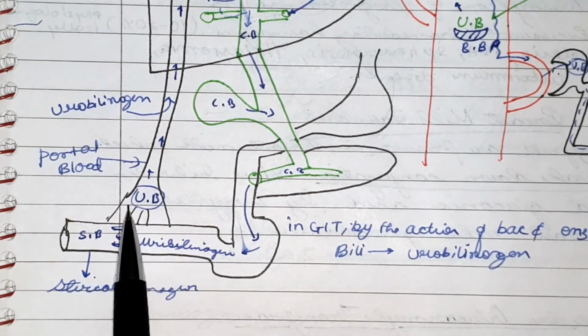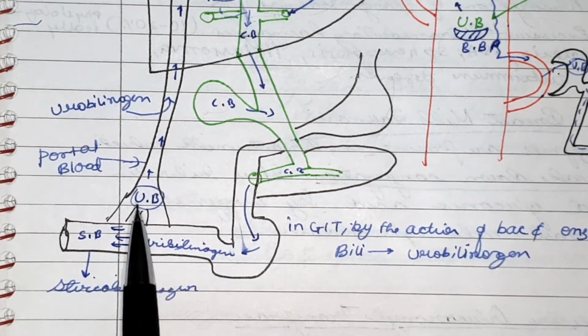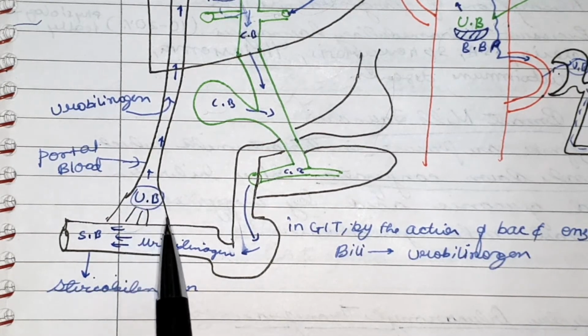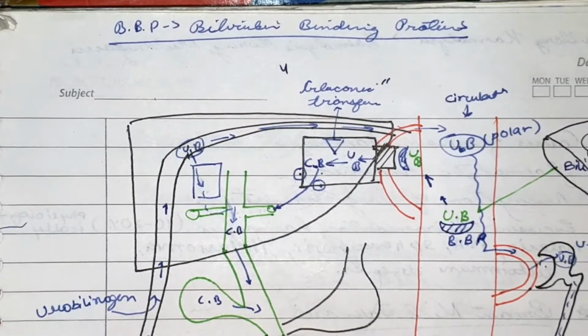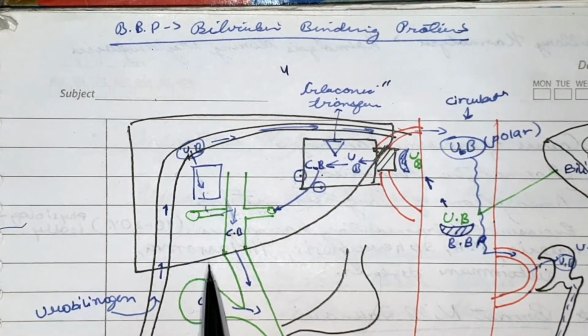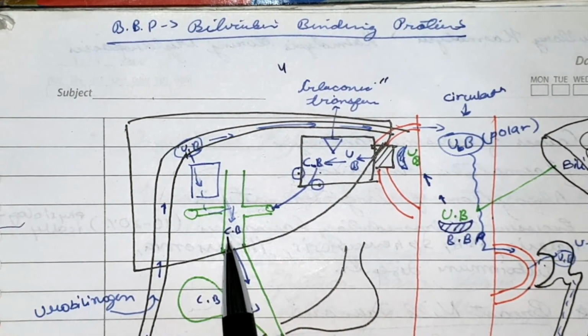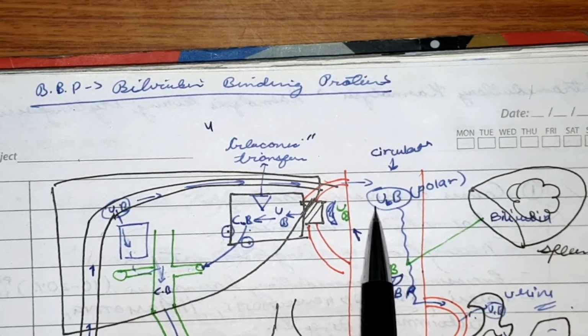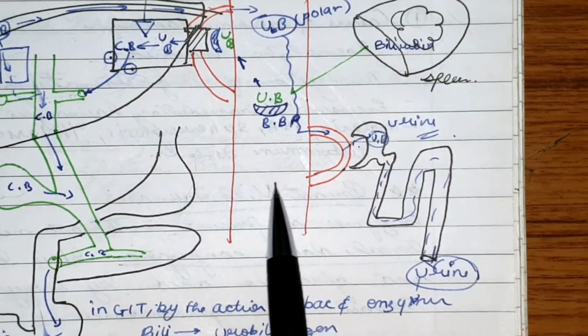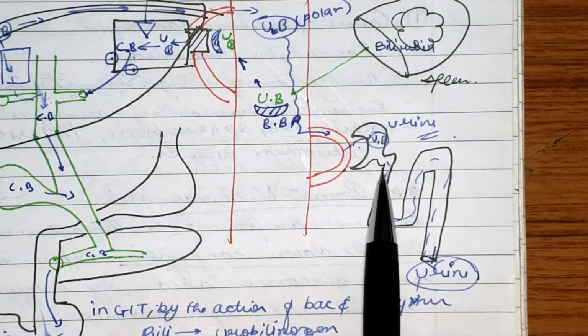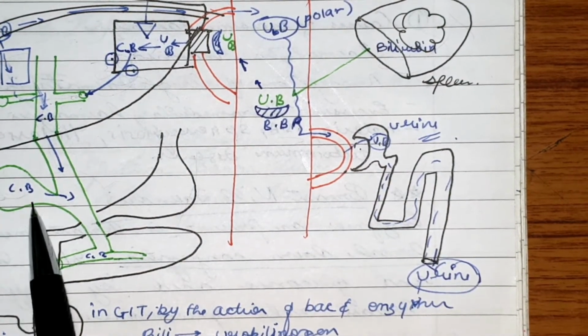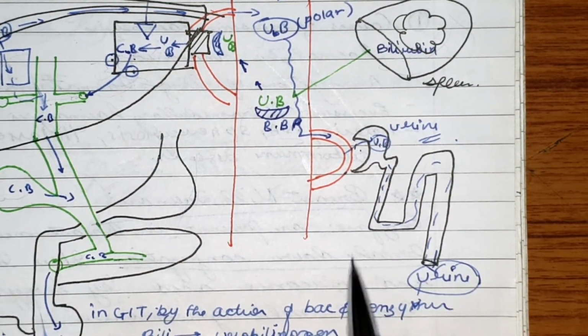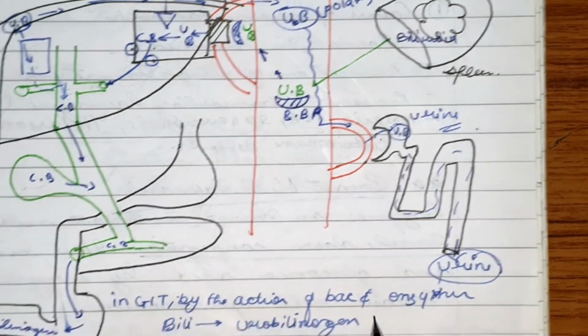From the ileum part of the small intestine, it is absorbed by the portal blood, and this urobilinogen goes to the liver. Some part of it is again excreted into the extrahepatic biliary apparatus. Some part of it goes into the blood and then enters the kidneys, where it is excreted in the urine. So urobilinogen can be excreted in the urine. You have to remember this point.